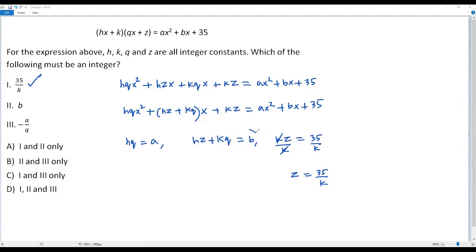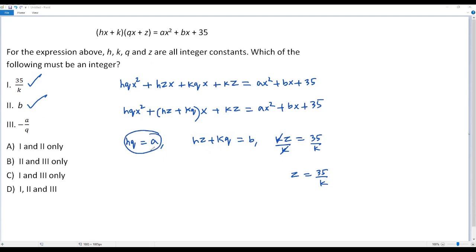Now let's consider this equation. Already we know that h and z are integers. When I multiply two integers, the product is also an integer. The same holds for kq, the product of the two integers k and q. When I add two integers, the result will also be an integer. Therefore, b is an integer. So the second statement, b, is an integer.